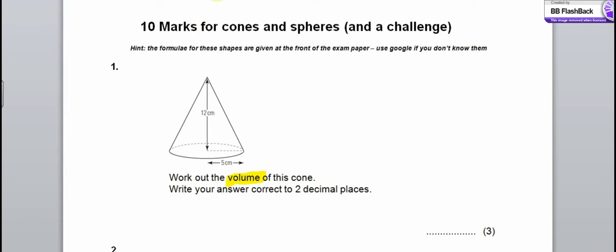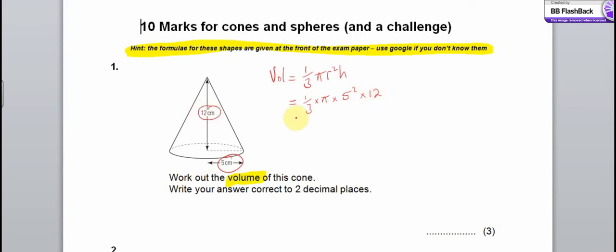As it says here, the formula for these shapes is given at the front of the exam paper, although that's going to stop in a year or so's time, so it's worth just checking that your exam does get the formula at the front. So the formula you need, the volume of a cone, is 1/3 pi r squared h. And all you've got to do is shove the numbers in. So here we go. So we've got the 1/3, and then we multiply it by the pi. Now r in this case is the 5, so that's 5 squared times h, which is 12.